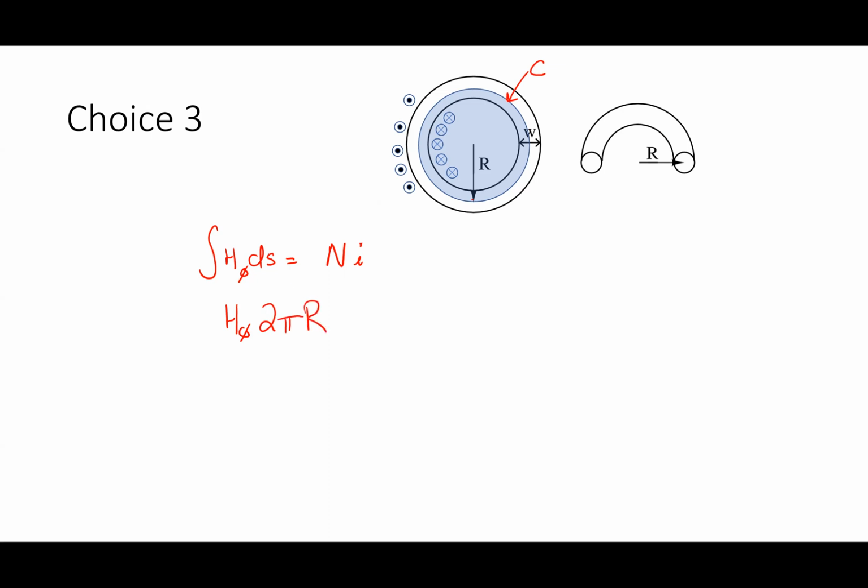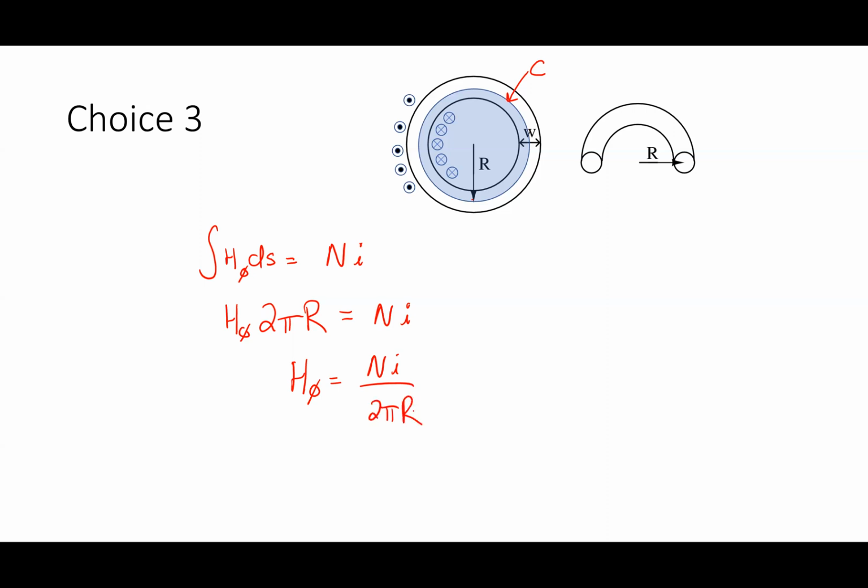Now that wouldn't be true if this dimension mattered. In magnetics, we usually make the assumption that it doesn't. All right. And as long as we get our geometries right, those assumptions are good. Okay. That equals Ni, and I end up with H phi equals Ni over 2 pi r.